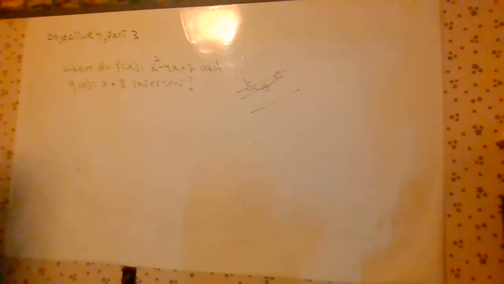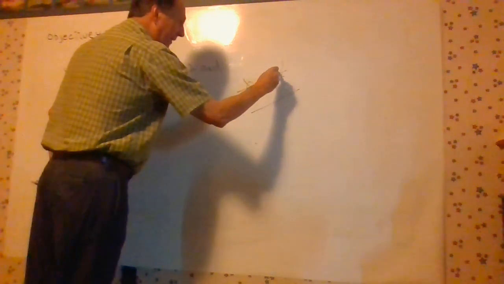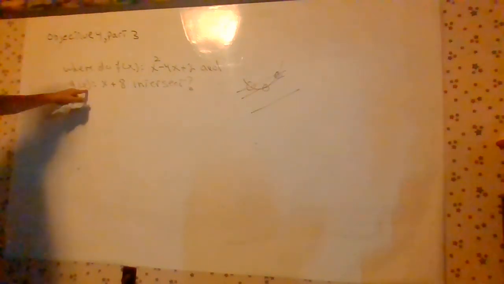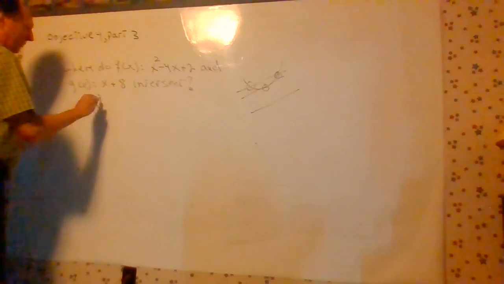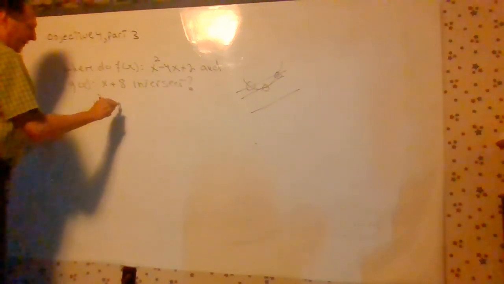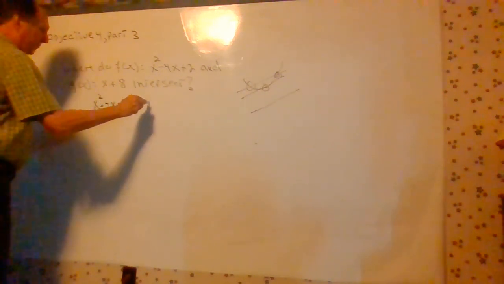If we just do the algebra, we can find a point of intersection by setting the two functions equal. When they intersect, the x and y coordinates are equal, and particularly the y coordinates are equal. We can make that assumption, and you assume that x squared minus 4x plus 2 is equal to x plus 8.